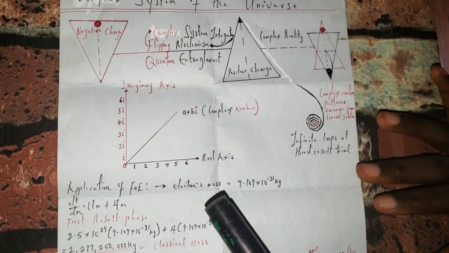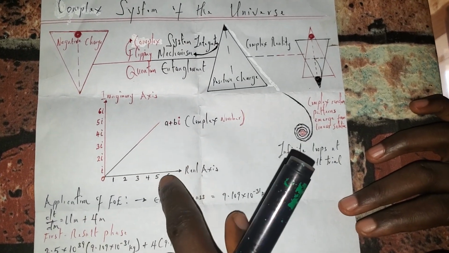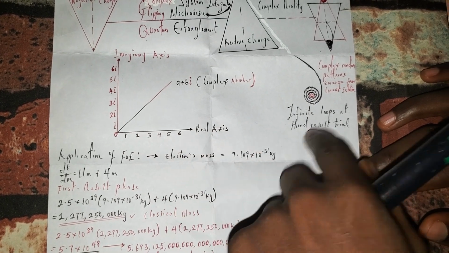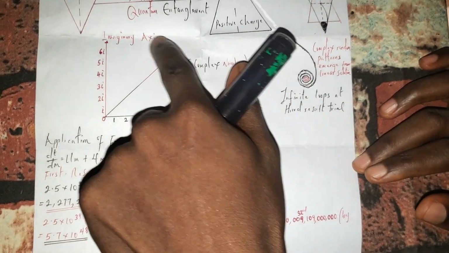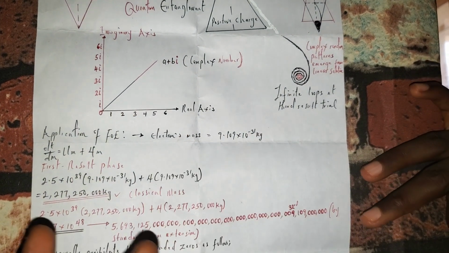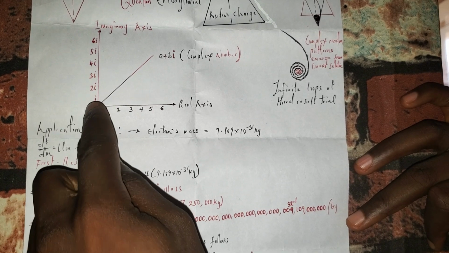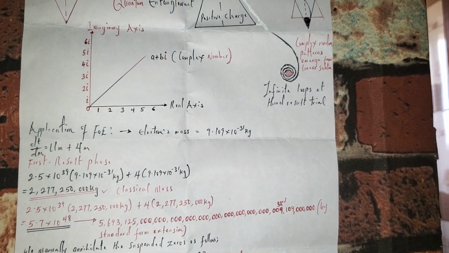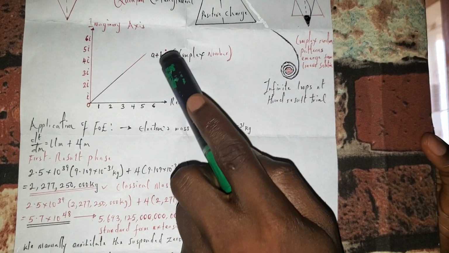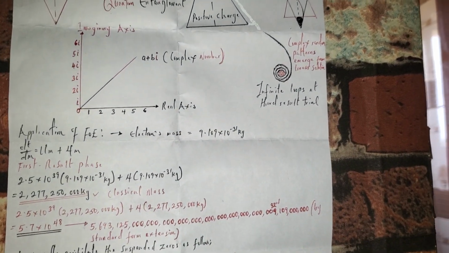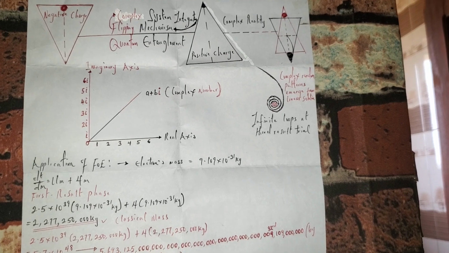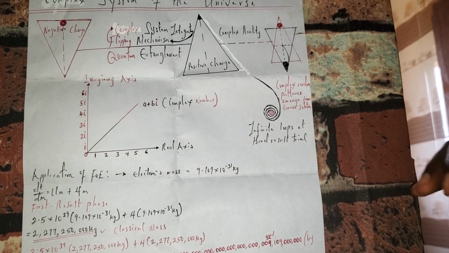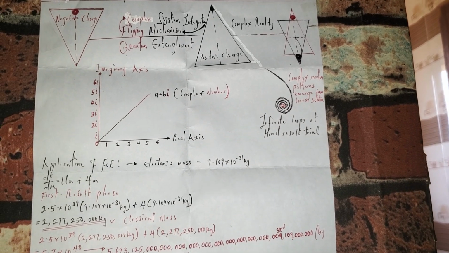So now, when you look at this chart, the one we have here, on this real axis, we have real number 1, 2, 3, 4, 5, 6, real number. But on this imaginary axis, we have combination of real and imaginary number. So i, 2i, 3i, 4i, and so on. So we can represent that to be a + bi, and that is the complex number. So complex system comprises of real number and imaginary number. So complex system comprises of real phenomenon and imaginary phenomenon.